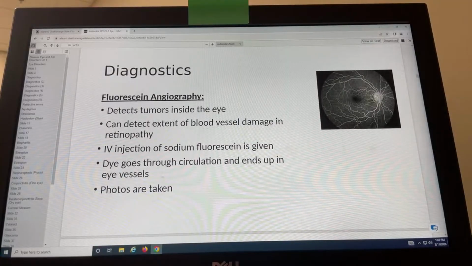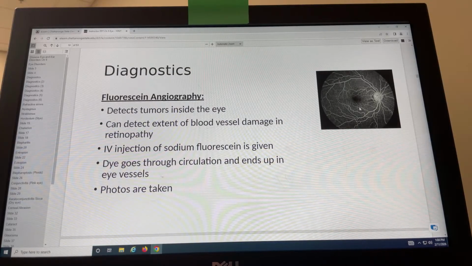Then we have fluorescein angiography. So same idea, you have that dye, but instead of just dropping it on the surface of the eye, they actually inject it into the bloodstream, so that you can identify where the blood vessels are. Since the dye is going through the bloodstream, the blood vessels become visible. So this is actually the back of the eye, so you can see where all the blood vessels are.